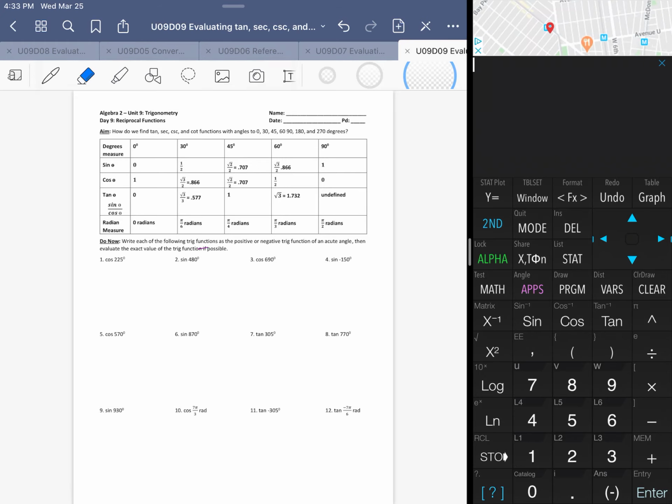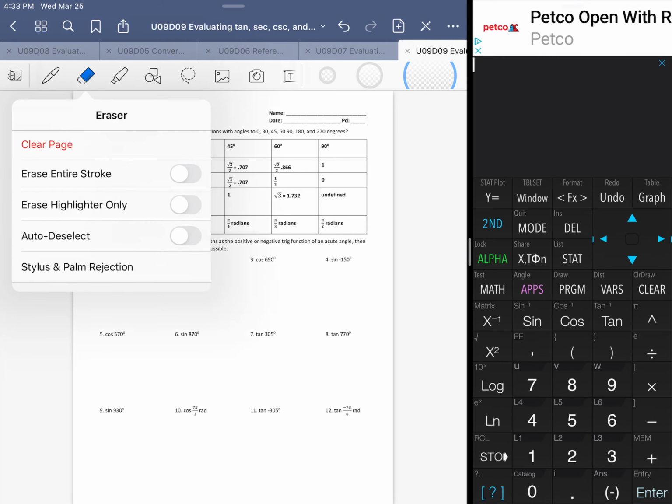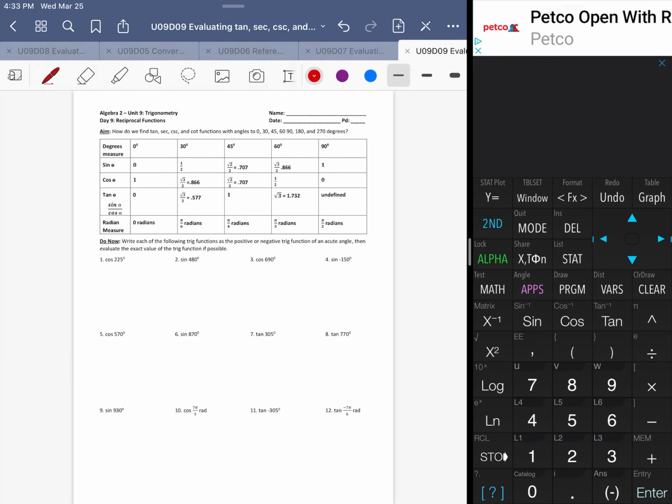Welcome to Unit 9, Day 9, Reciprocal Functions. Today we're going to be talking about secant, cosecant, and cotangent. But before we do that, I just wanted to do a little bit of a refresher on the regular functions, SOHCAHTOA, sine, cosine, and tangent. We're going to do two examples together, and then you guys are going to try the rest on your own. And then we're going to go to cosecant, secant, and cotangent to look at the reciprocal functions.